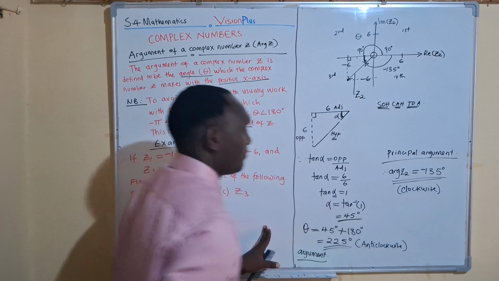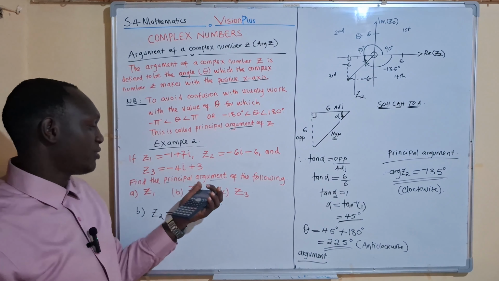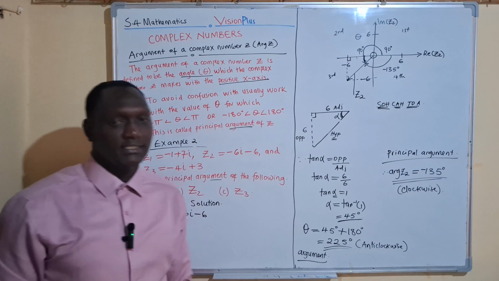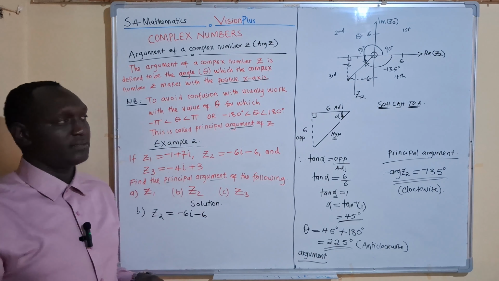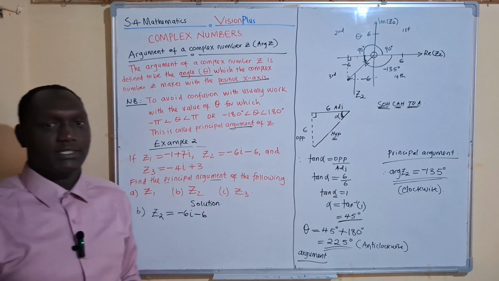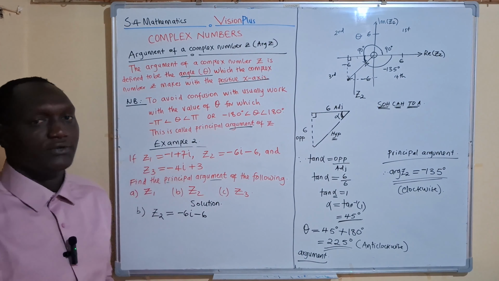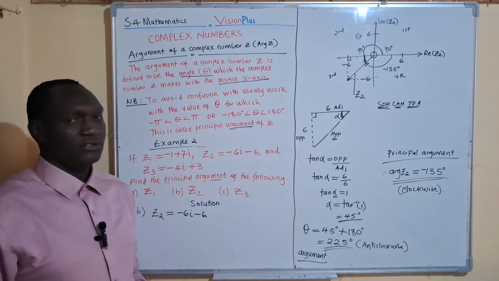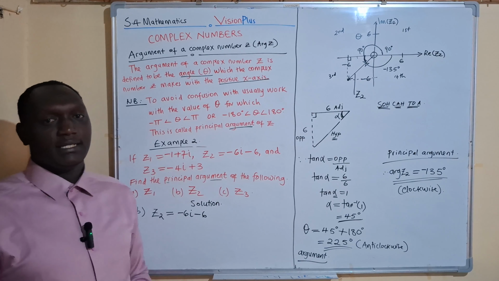But at this stage, there is no penalty if we ask for the principal argument and you give the argument as the answer. It will be marked, because we are not very strict here. We are giving you the foundation of complex numbers. So this is the solution to part B. Let us go to part C.